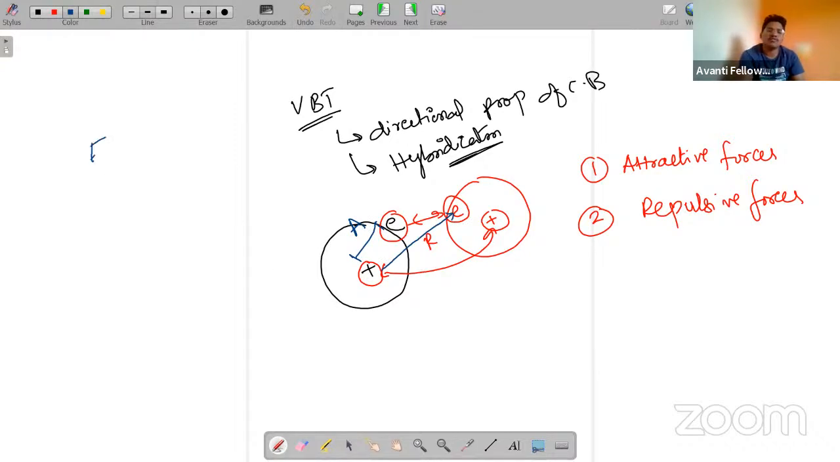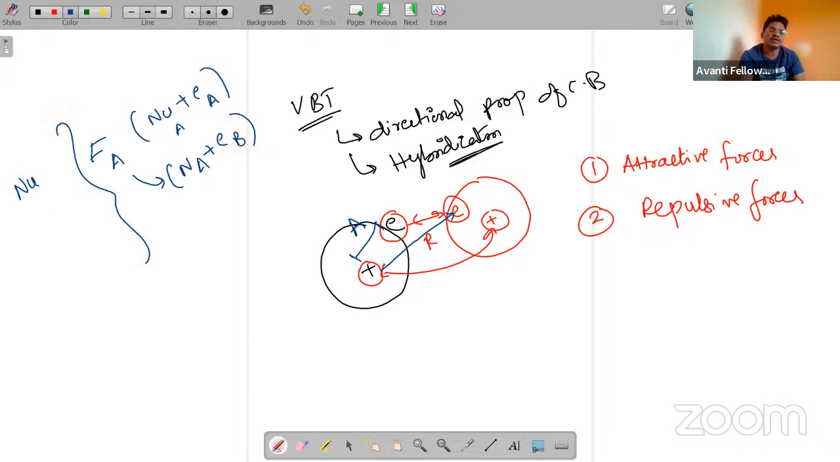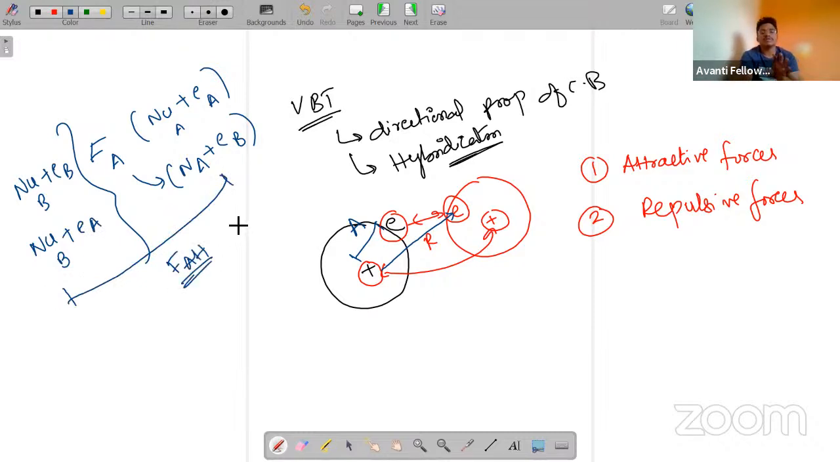So we can say there is a force of attraction between the nucleus of A and the electron of A, and simultaneously between the nucleus of A and the electron of B. Another force of attraction is between the nucleus of B and the electron of B, and simultaneously between the nucleus of B and the electron of A. These are the dominating forces of attraction between these atoms.